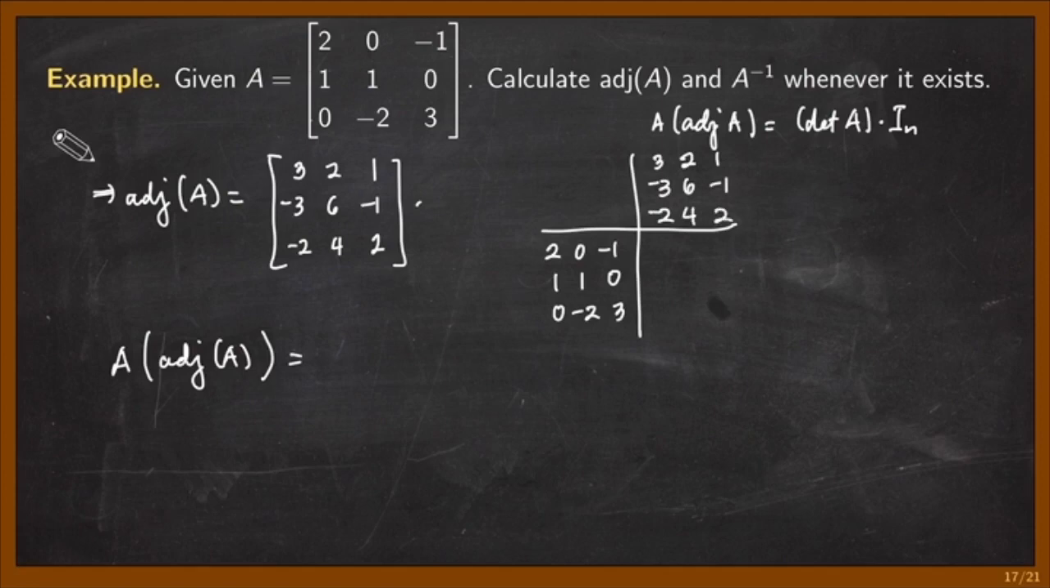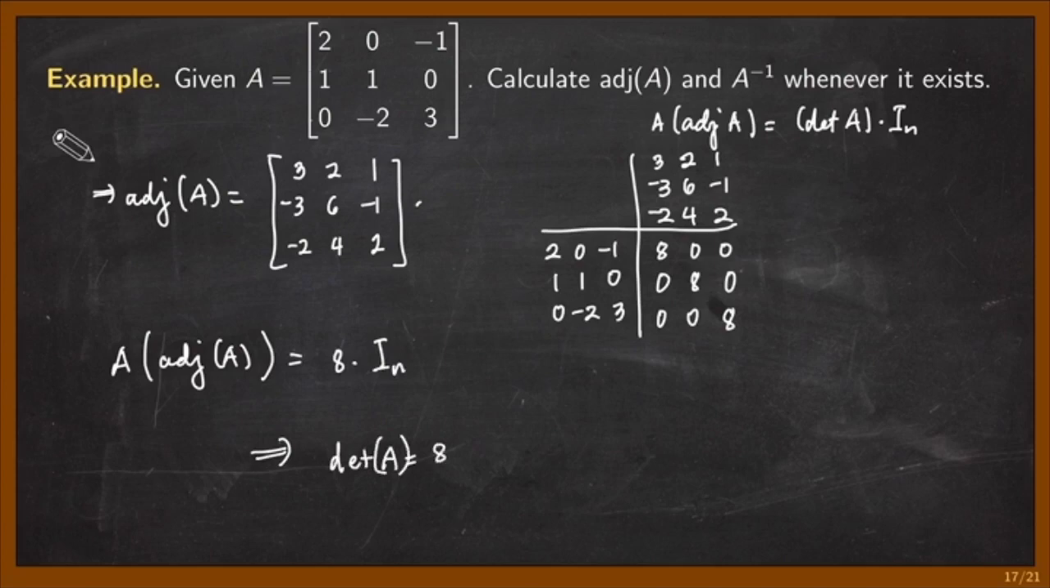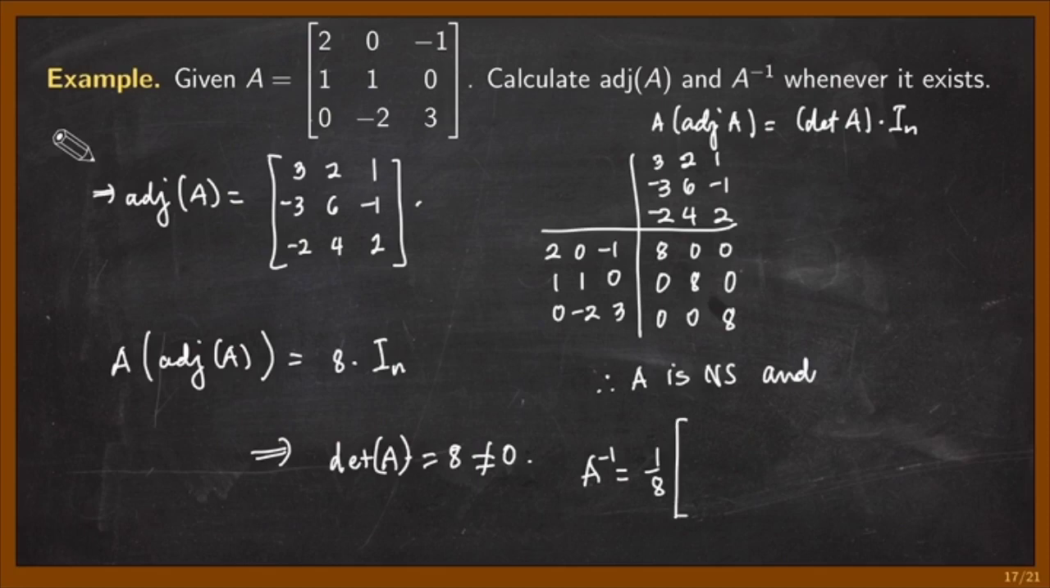Alright, so let me do the calculation for you. There, so as you can see, I have done the multiplication for you and I get 8 times the identity. This indicates that the determinant of A is precisely 8. Well, you can check if you want. But according to the theorem, the determinant must be 8. And therefore, because this is not 0, A is non-singular. And we now have a formula for the inverse of A. That's just 1/8 of the adjugate matrix.